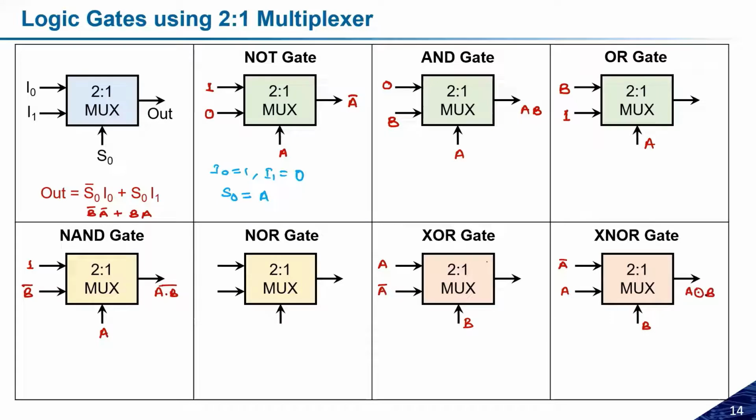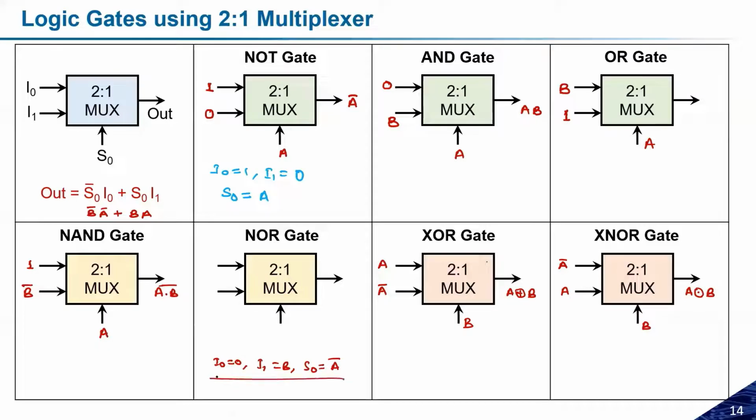Now the last is left, so you can also tell what the NOR gate is. For the NOR gate, what will be the expression? Can anyone tell me? What will be the function for the NOR gate? How can we make the NOR gate? S0, I0 equals 0, I0 is equal to 0, I1 equal to B, and S0 equals A bar.